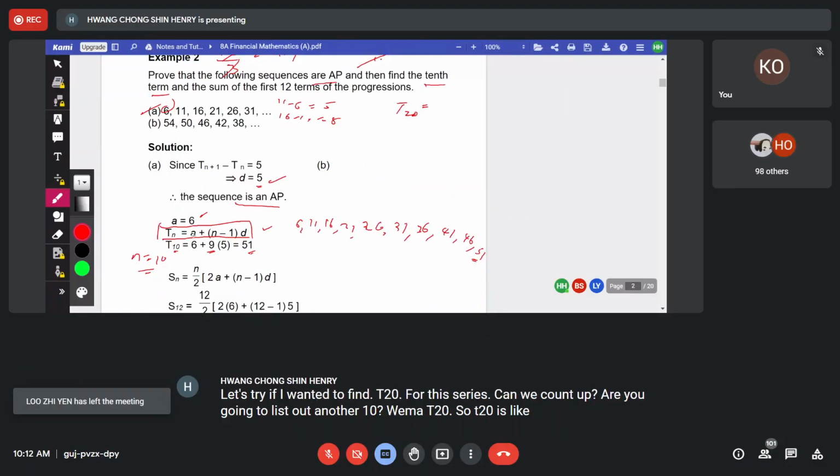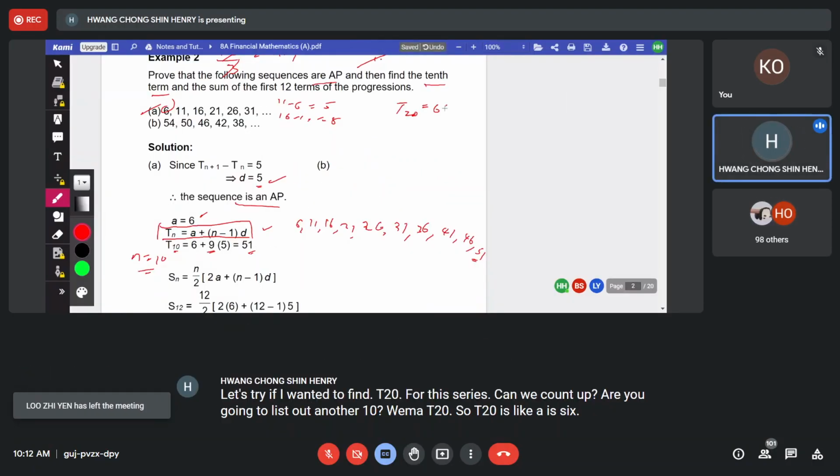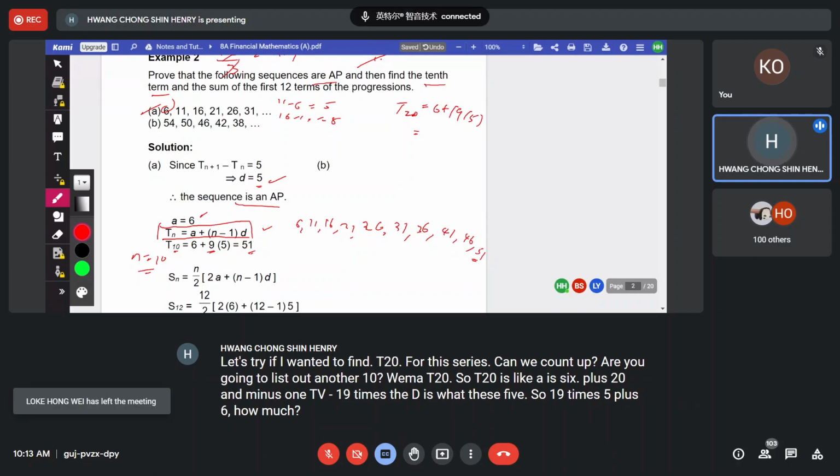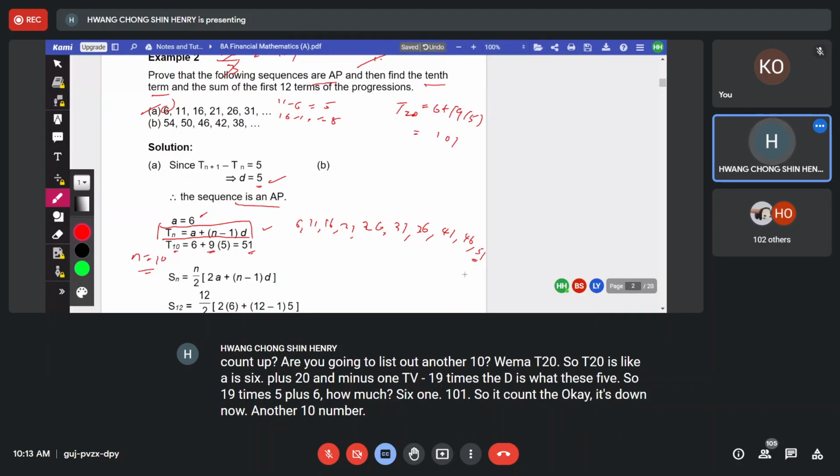A is 6 plus 20, right? N minus 1. 20 minus 1 is 19 times the D, which is 5. So 19 times 5 plus 6, how much? So we count the 20th number, is it 101?